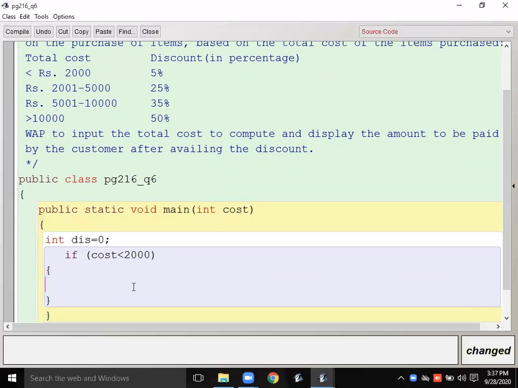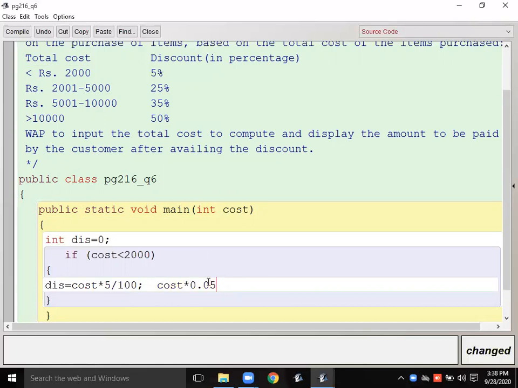So if this, then the discount equals 5% of the cost. So you can write cost multiplied by 5 divided by 100, right? This is the formula to calculate the percentage. Okay, so percentage of this cost 5%. Or you can write cost multiplied by 0.05. That can also be written.